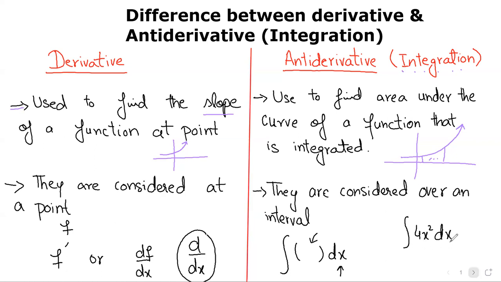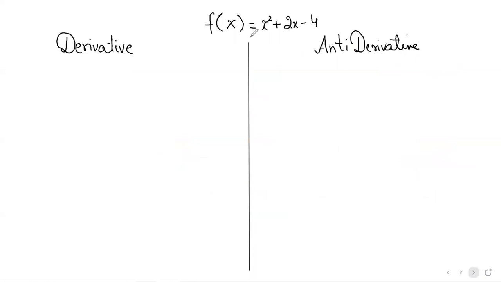Now let's see an example. We have a question here, where the function is given as f of x is equal to x square plus 2x minus 4. Now see how this applies to our question. First of all, I'm taking the derivative of this function. Because I'm taking the derivative, I'm going to put the derivative sign here, either like this, or I can also write df over dx.